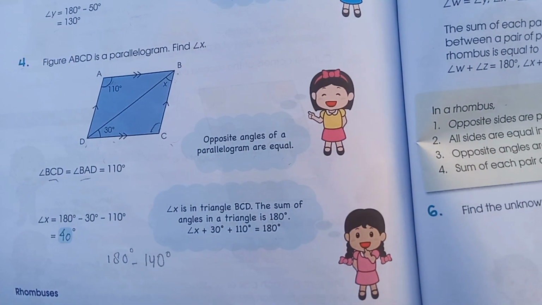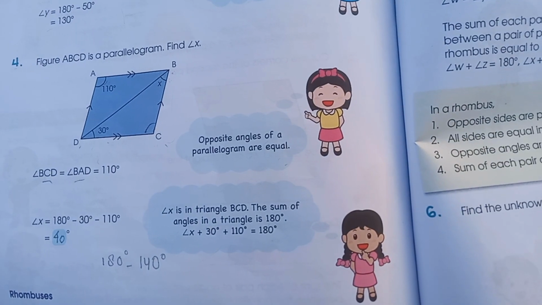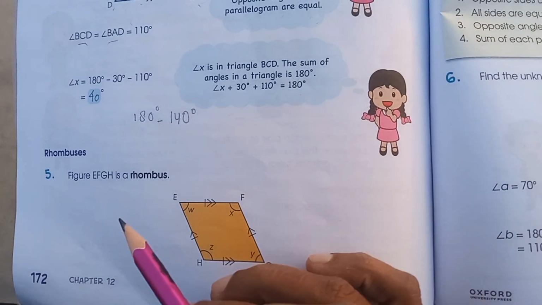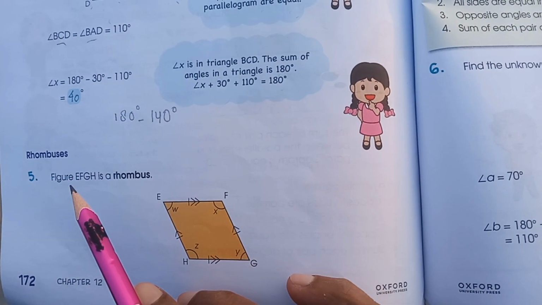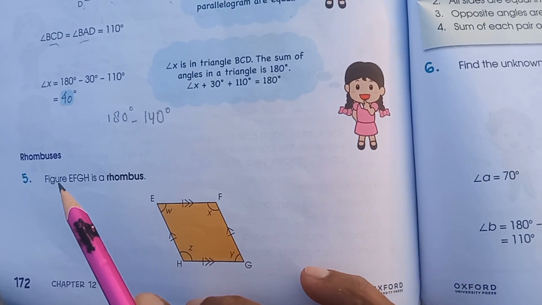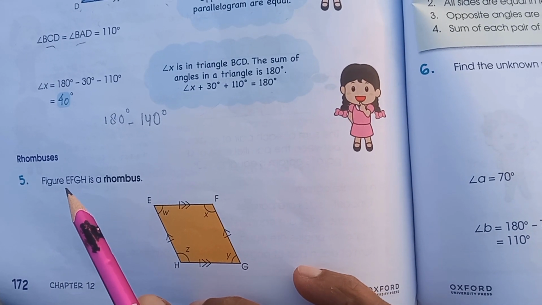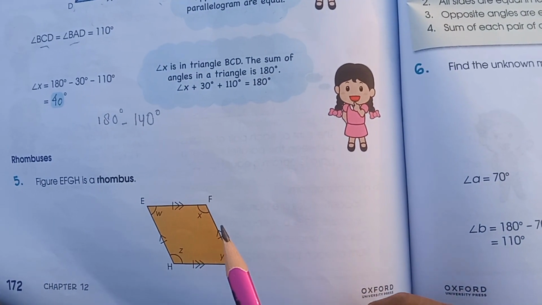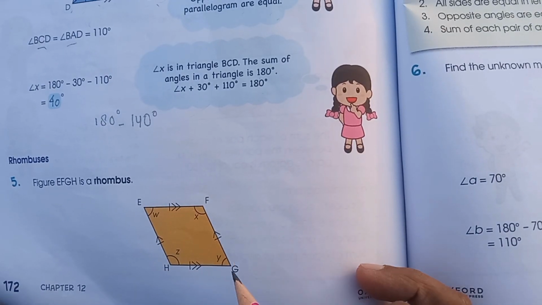Question number 4 of parallelogram. Now come to the rhombuses. Question 5. Figure EFGH is a rhombus. This is the figure of a rhombus.